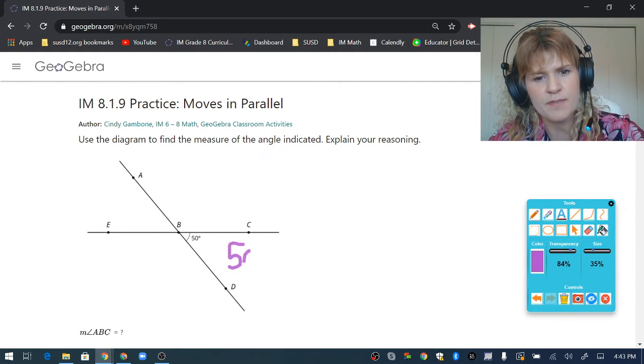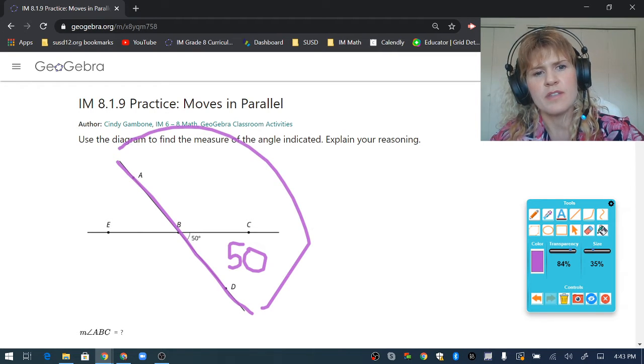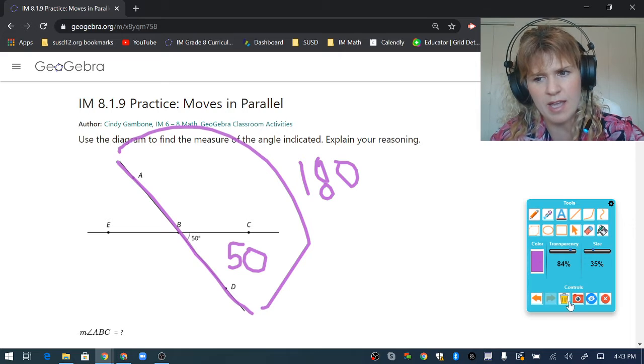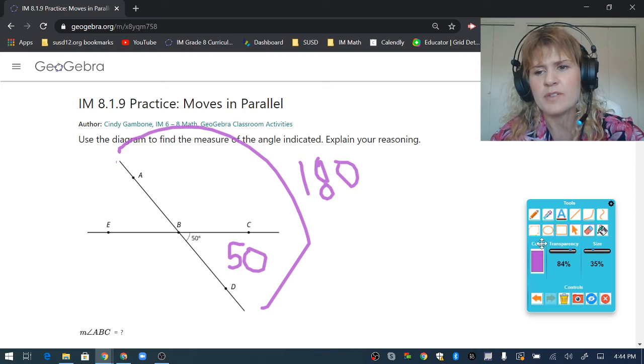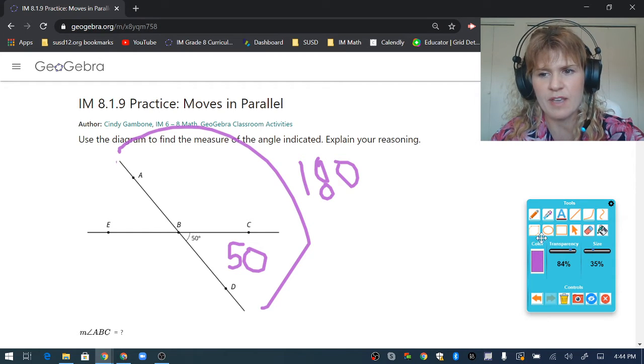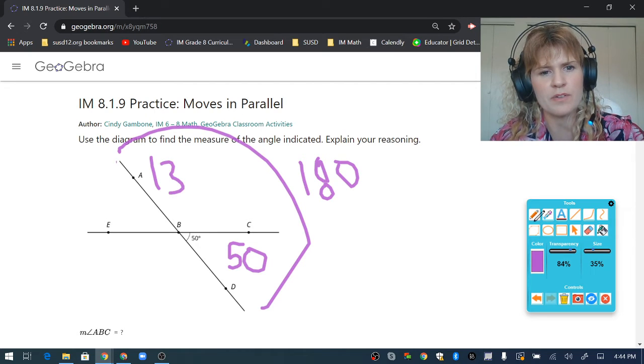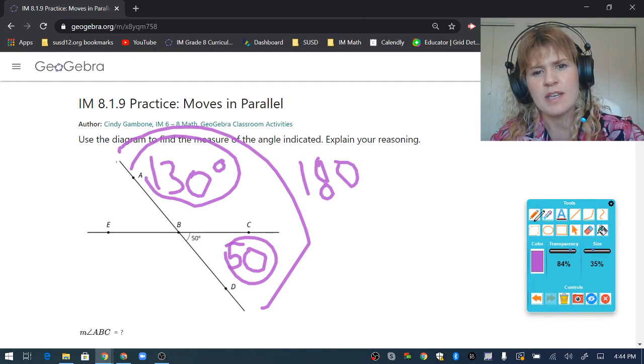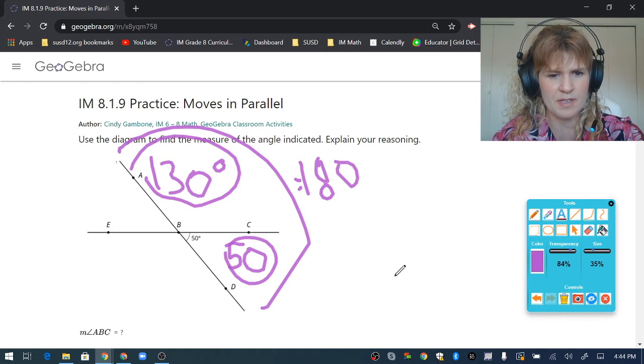Okay, remember this is 50 degrees. Here's a straight line. This is a half circle, so that is 180 degrees. Always remember that a straight line is 180 degrees. So then subtract 50 from 180 degrees, and you get 130 degrees. 130 degrees plus 50 degrees equals 180 degrees.